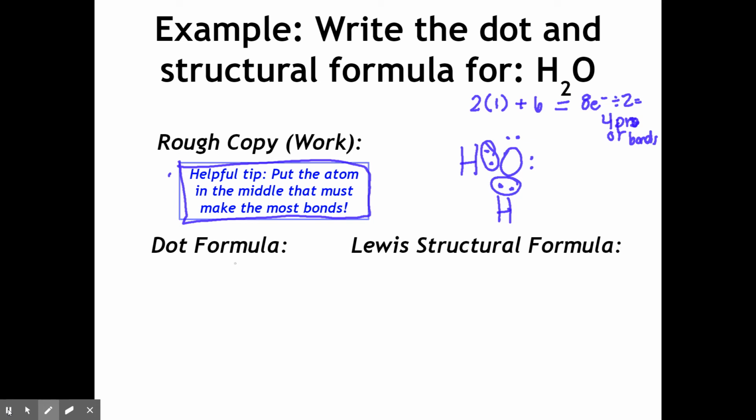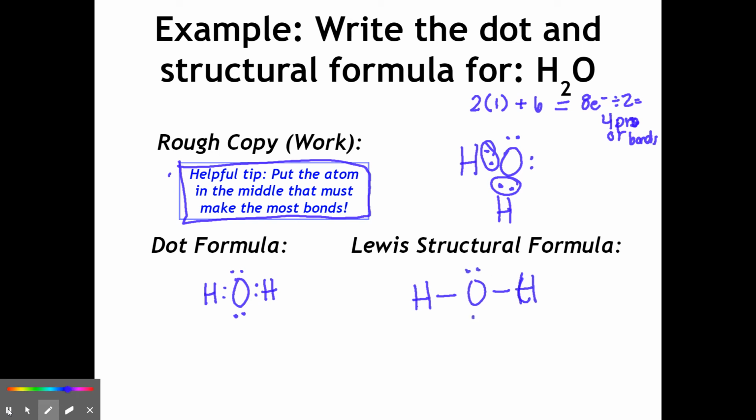When I draw my dot structure, it's essentially going to look just like my rough copy for now. O. Different angles are okay, so they could be in a straight line. They could be bent. And now, instead of showing my sharing electrons, I'm going to show the bond between the H and the O and the other H, along with the valence electrons.